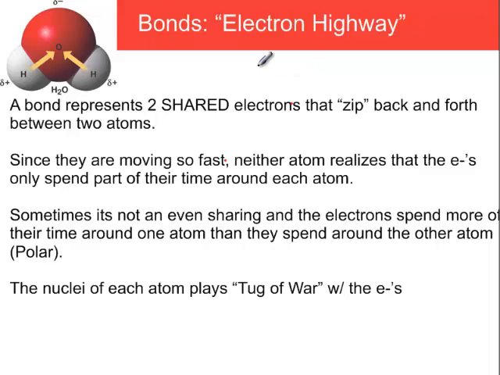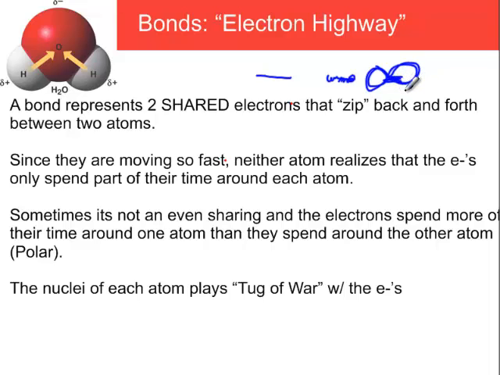Now in real life, when we draw this or when we picture atoms, we use lines to represent bonds. We might use little springs in between little balls. When we use our model kits, we might use wooden sticks. But we use something to represent electrons zipping back and forth between two atoms.